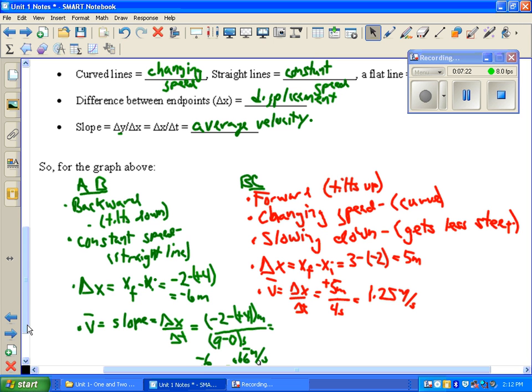So that's it for position time graphs. You have to memorize that the average velocity is the slope, that curvy lines means it's changing speed. The next video is going to be on velocity time graphs. So instead of graphing position versus time, you're graphing the velocity versus time, and it's going to be a different set of rules. So not only do you have to know the rules well, you have to be able to distinguish between each type of graph, and that's what's coming next.